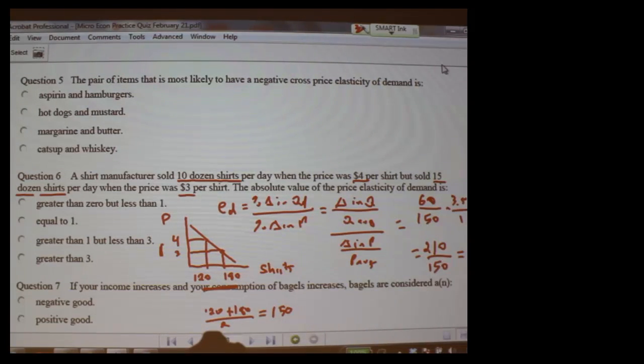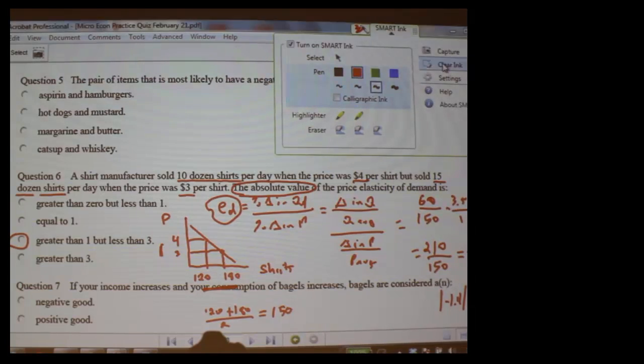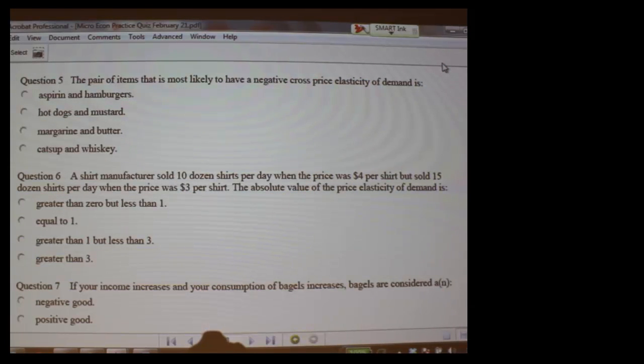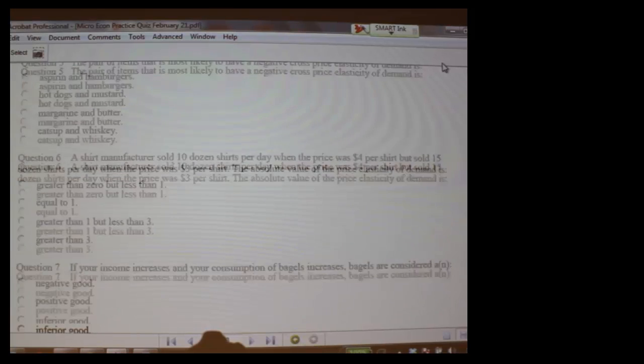Is it positive 1.4 or negative 1.4? Yeah, so it's negative. Price elasticity of demand is always negative, as we said before. However, as you correctly pointed out, the question is asking about the absolute value. So we find that the absolute value of negative 1.4 is 1.4. Okay, so then what's the answer? Greater than 0 but less than 1? No. Equal to 1? No. Greater than 1 but less than 3. So you literally have to do almost all of those steps every time. But the good news is the more you do it, so the more you practice, the easier it will get.